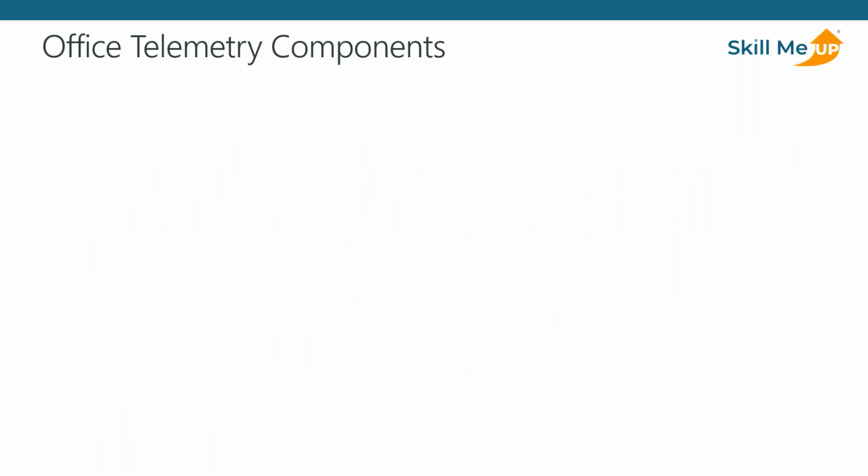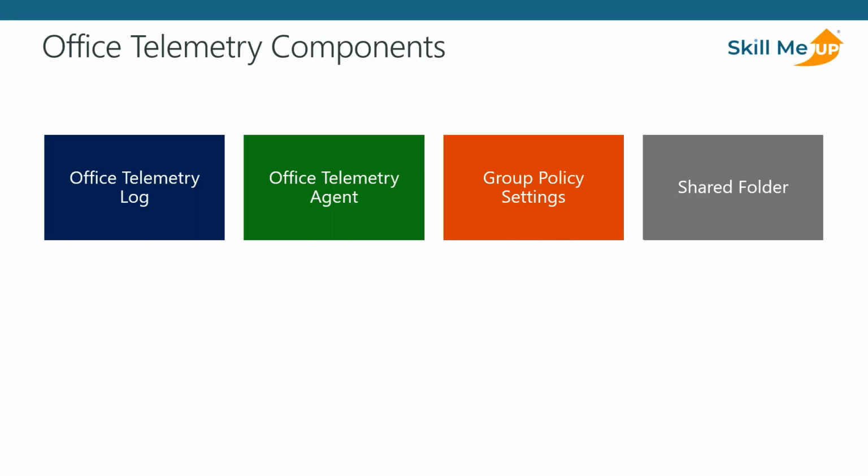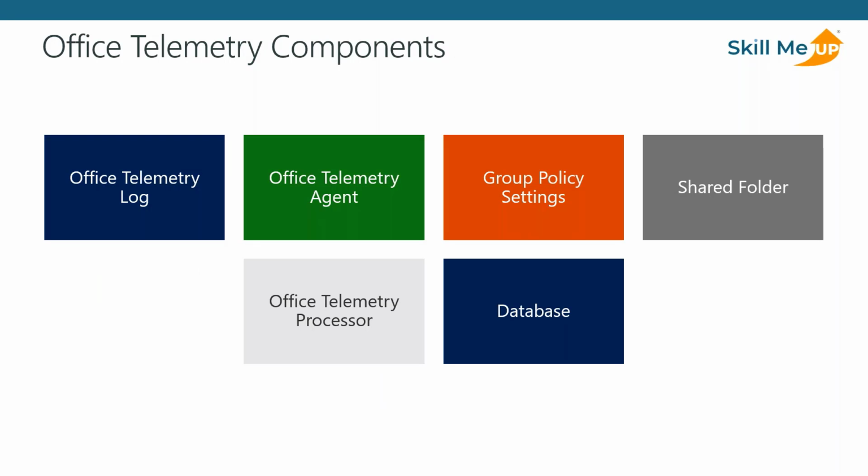So what are the core components? Well, we have an Office telemetry log. This monitors for Office 2019 and Office 2016 versions of Word, Excel, PowerPoint, Outlook, etc. It's disabled by default. And the resulting data can be viewed on the local computer by looking at the telemetry log. The telemetry agent reports usage and inventory data for all of the Office clients. It reports application event data for those Office clients too.